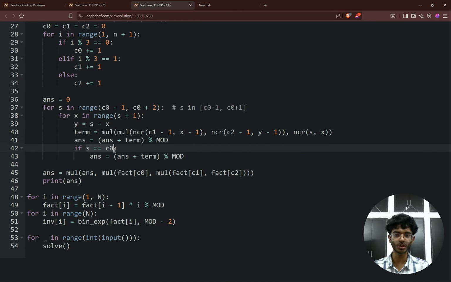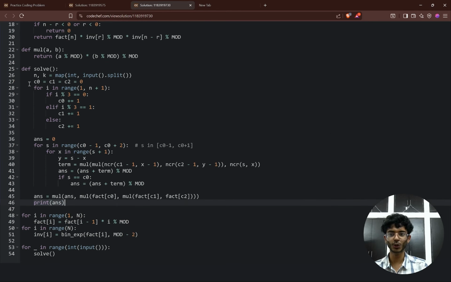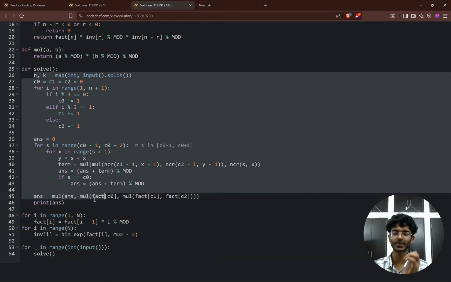Now if S is equal to C0, we need to add it twice, as we discussed, right? Because this would be counted 2 times. We can place 1 zero here and leave a section here, or we can place 0 here and leave the section in the starting, right? Now in the end, we're just multiplying our answer with the factorial of C0, C1, and C2, and we're just printing our answer. Now the overall time complexity of all of these things is big O of n, right?